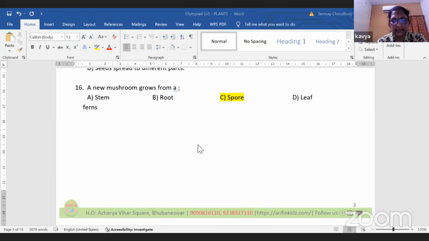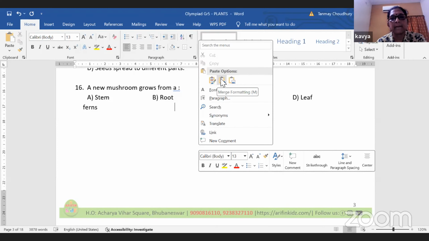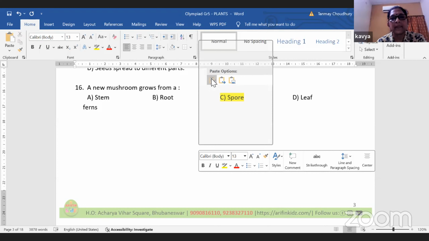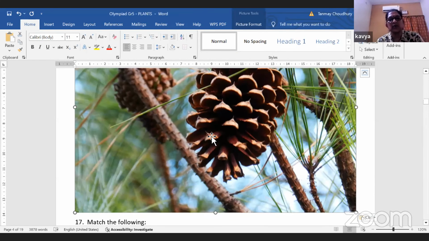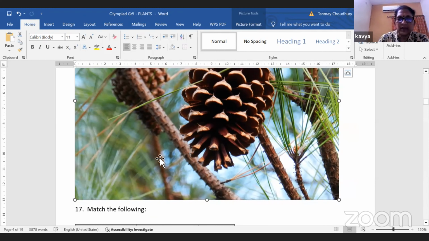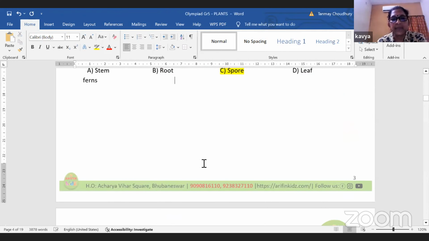Okay, here. Now this is a pine cone. Pine is a non-flowering plant, and it has seeds, but these seeds are different from the seeds which are found in flowering plants. So these are the cones which are found in pine. So they reproduce by these cones. Okay. Next.